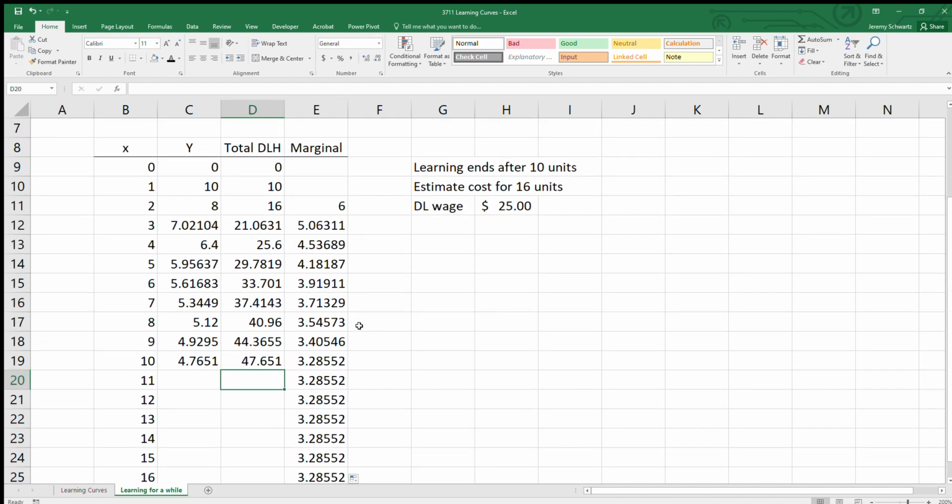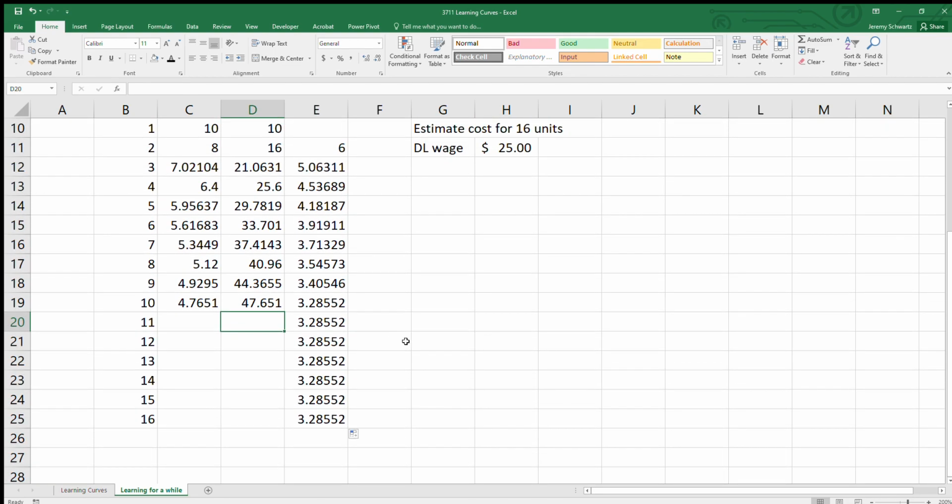But now when we go to figure out the total direct labor hours, we're going to have to shift our formula to take this 47.6 and then add, since we no longer have learning effects, our flat rate, which is what we're used to, previously, prior to our discussion of learning curves. So as we work our way down, we'll see that we have a total of 67.36 for direct labor hours.